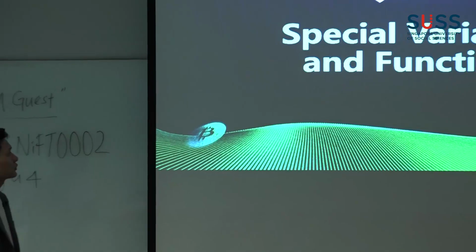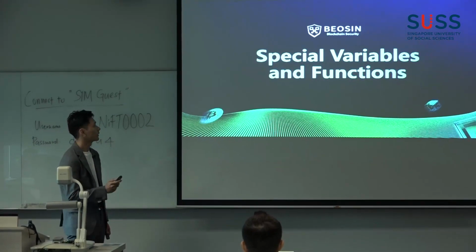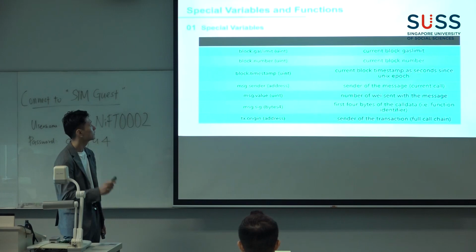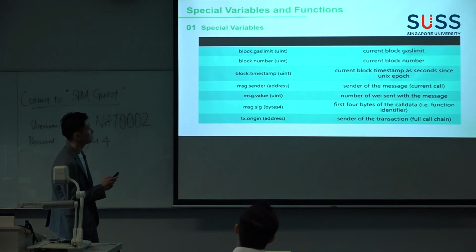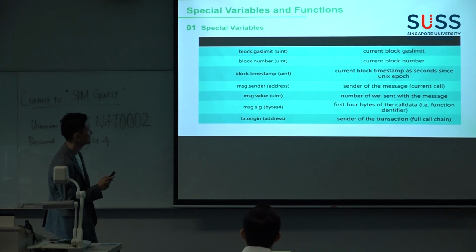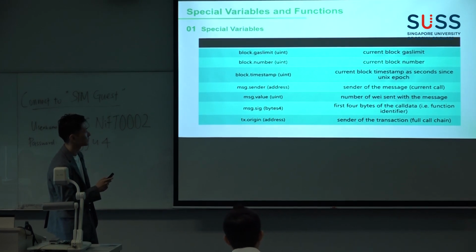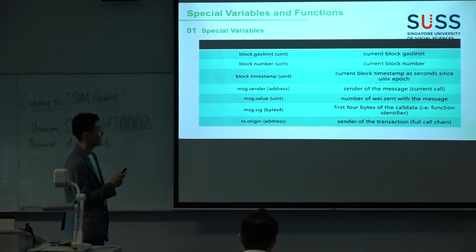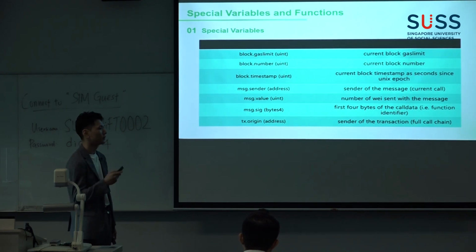Solidity has many special variables and functions, unlike other programming languages, because of the nature of blockchain. Here are some special variables. Block.gaslimit is a uint value that represents the current block gas limit. Block.number is another uint value which represents the current block number. Block.timestamp is a uint value that is seconds since Unix epoch time. You can use some online converting tools to conveniently convert the block timestamp to human-readable forms.